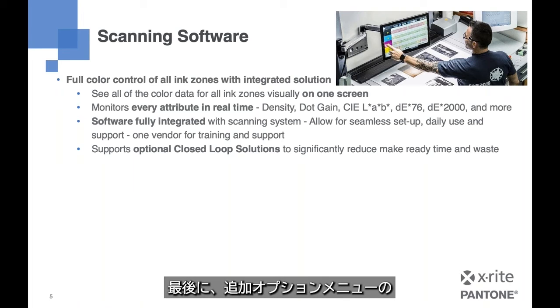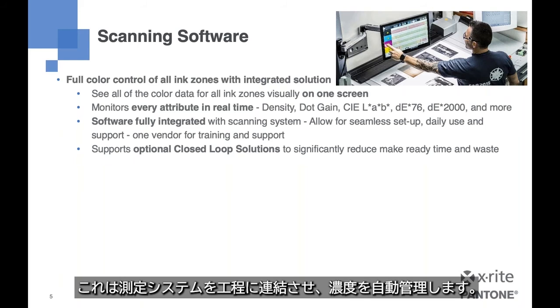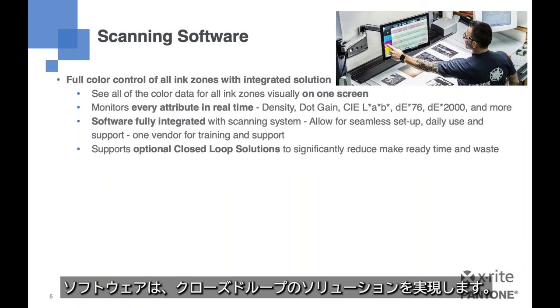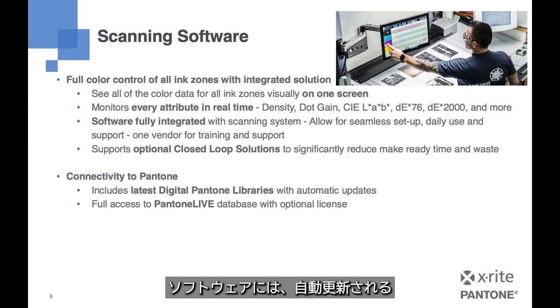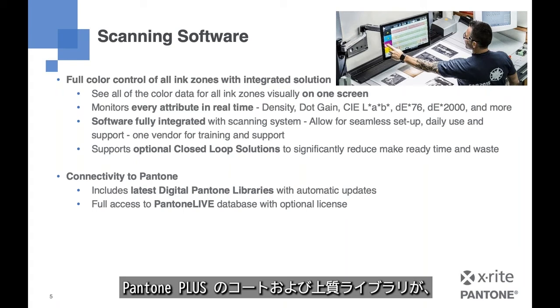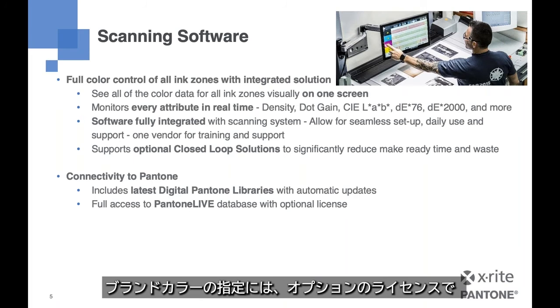Last but not least, an additional optional value is the closed loop solutions, so that you can directly connect the measurement system to a press and automatically control the press. The software is capable of doing that with different closed loop solutions. The software includes the latest Pantone libraries. They get automatically updated. The Pantone Plus coated and uncoated libraries are included for free with the software.